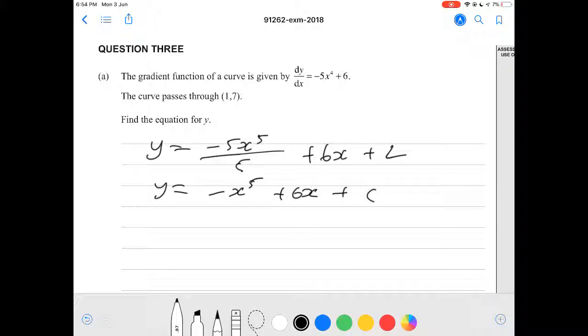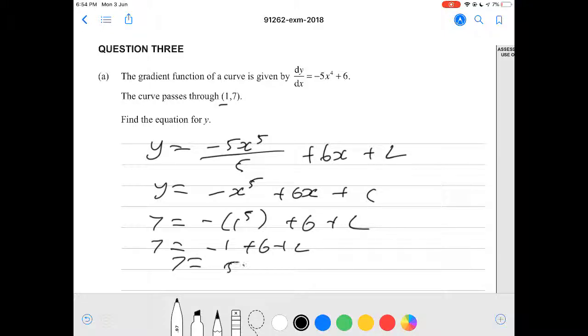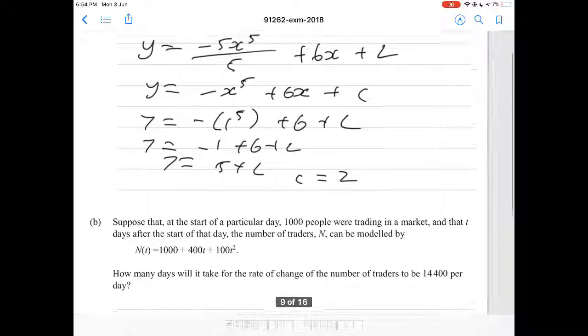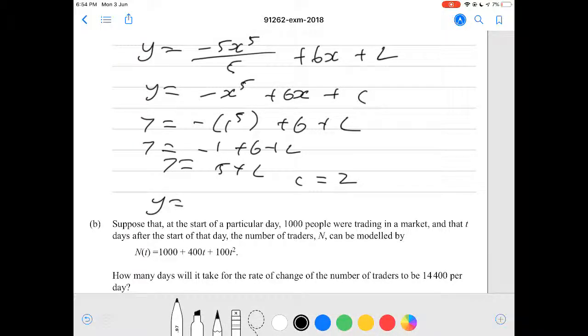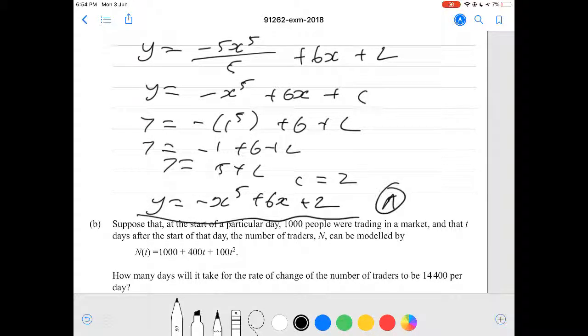So therefore, when x equals 1, y equals 7. So 7 equals negative 1 to the power 5 plus 6 plus c. 7 equals negative 1 plus 6 plus c. 7 equals 5 plus c. c equals 2. So therefore our equation is y equals negative x to the power 5 plus 6x plus 2. And getting all the way down to here, that'll get you an achieved grade.